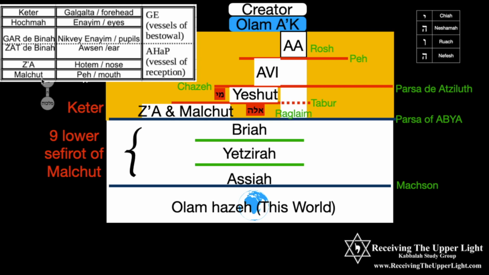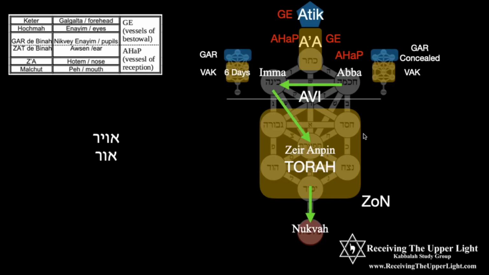Now, that's how the light came down. Now what's going to happen? Remember, we talked about the seven days of creation, and there's also the upper six days. So we're going to have the upper six days, which is the Vak of Bina, the lower six of Bina, and then we're going to see six days of creation, which is the Zeir Anpin itself of the world of Atzilut.